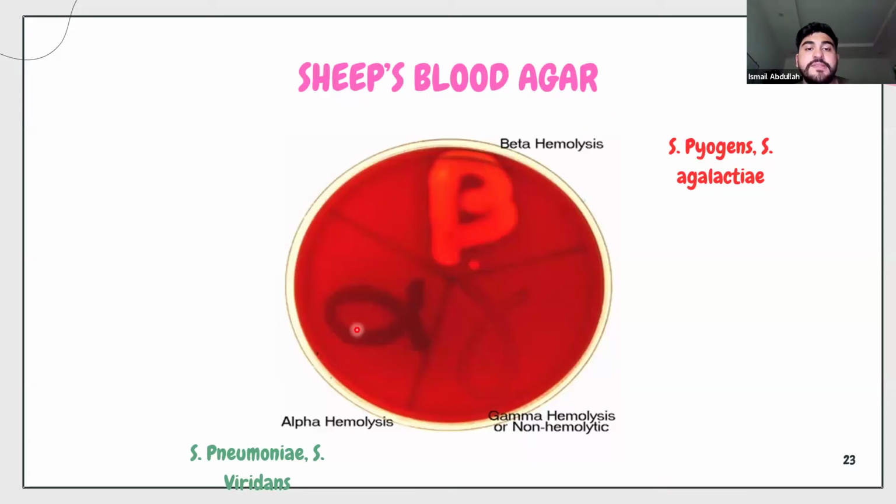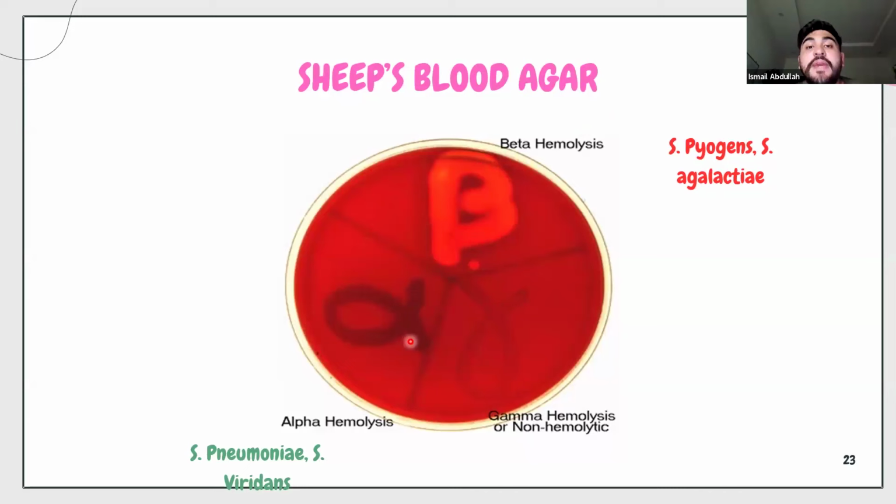So some we're going to have partial hemolysis. Partial hemolysis, they're going to appear just a bit green, okay? Beta hemolysis, they're going to appear very bright because they fully hemolyze the blood, not partially, unlike alpha. Gamma hemolysis, there is no hemolysis.